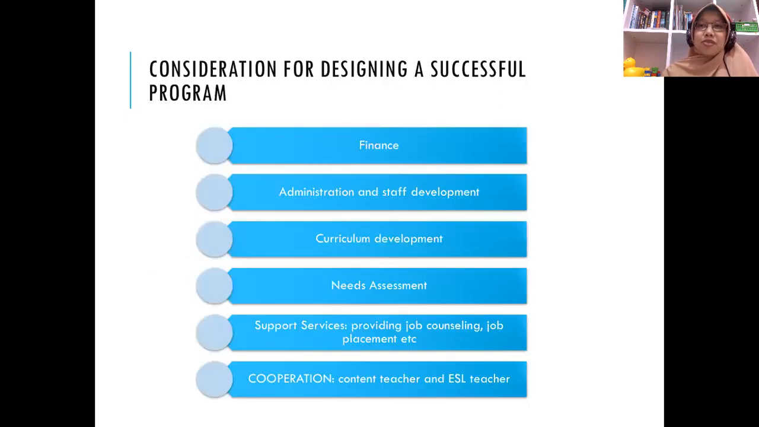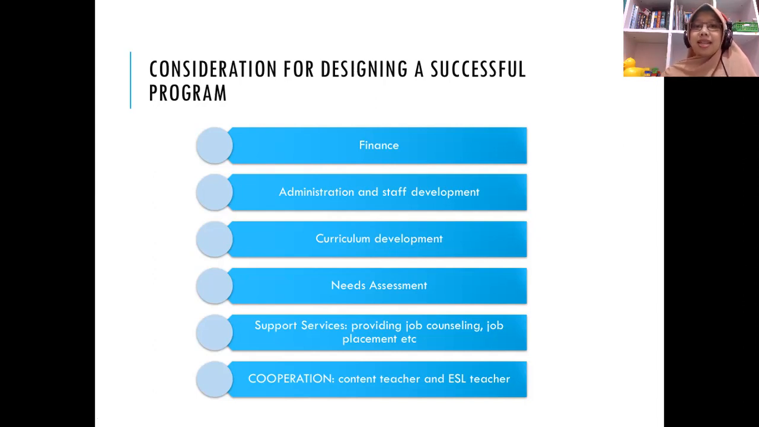Here are the considerations for designing a successful program. You know that designing an ESP program is not easy. There are some considerations to make this program successful. The first one is finance. Well, I think you need to pay some amount of money to take the ESP program. So yeah, it costs a lot. And then administration and staff development. We also need to consider the staff available for administrating this course, and also the curriculum development. We need to carefully nail the curriculum structure and sequence.